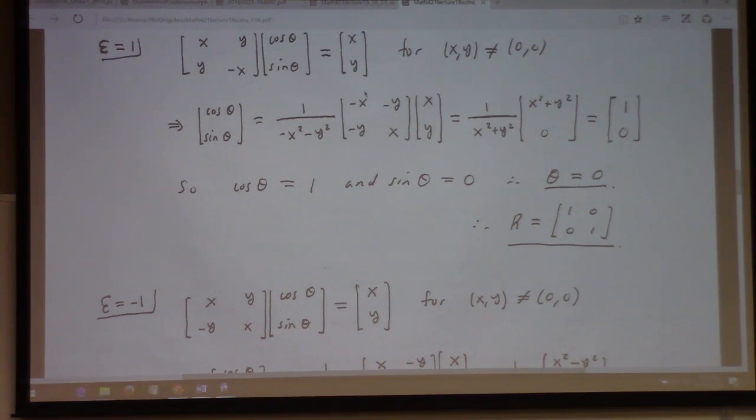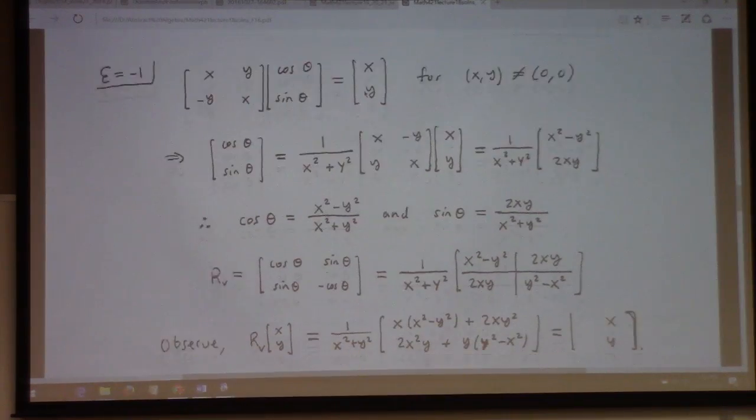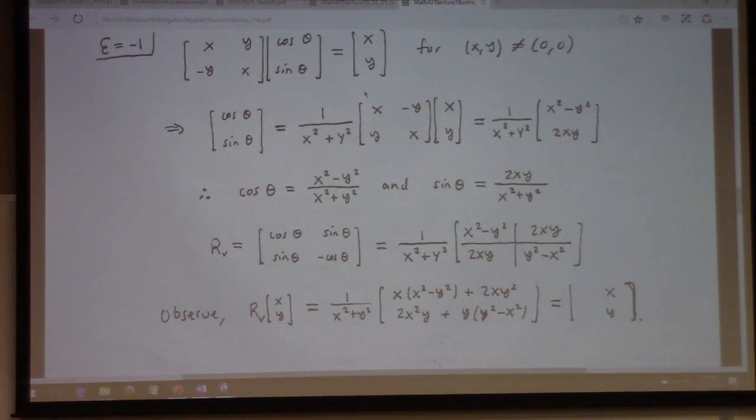Right, so the one thing in the stabilizer is the identity. We knew that was there. That's not surprising. The stabilizer is a subgroup, so it has the identity matrix in it. And then epsilon equals minus 1 gives me the other thing, which wasn't immediately obvious to me, which was that there's a reflection. And so solving this via multiplication by the inverse matrix basically gives me cosine is this and sine is that. And so r sub v is this.